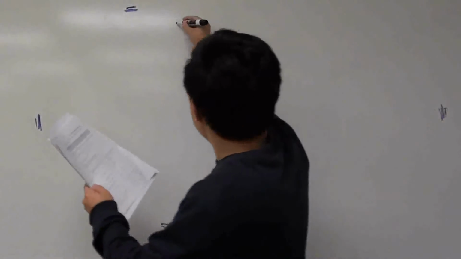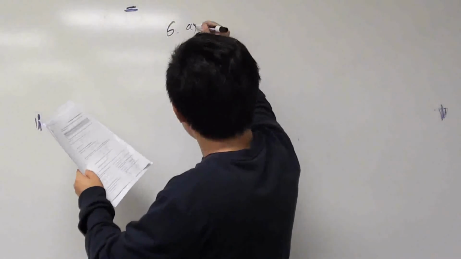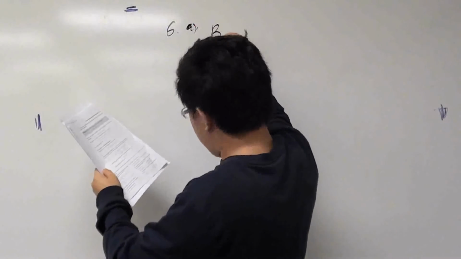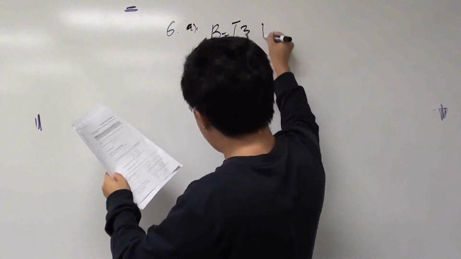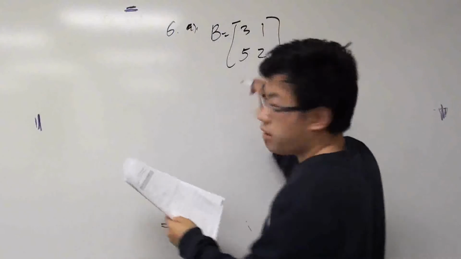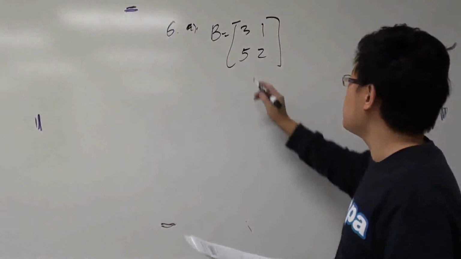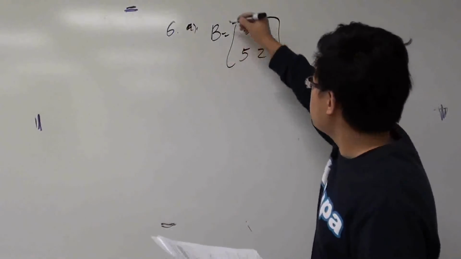Let's try something a little bit more interesting, though. This is where you get to really explore the idea of inverse in matrices. I'm sure most of you have done 5, so let's try 6. So B equals 3, 1, 5, 2, right? So we're trying to find the inverse of that.